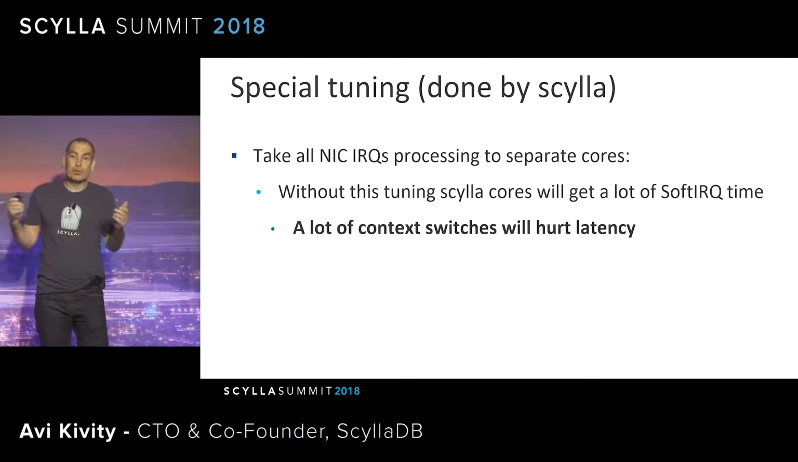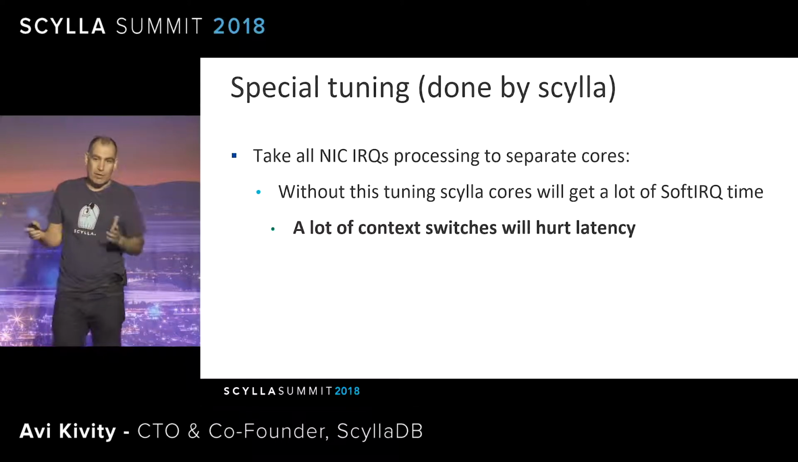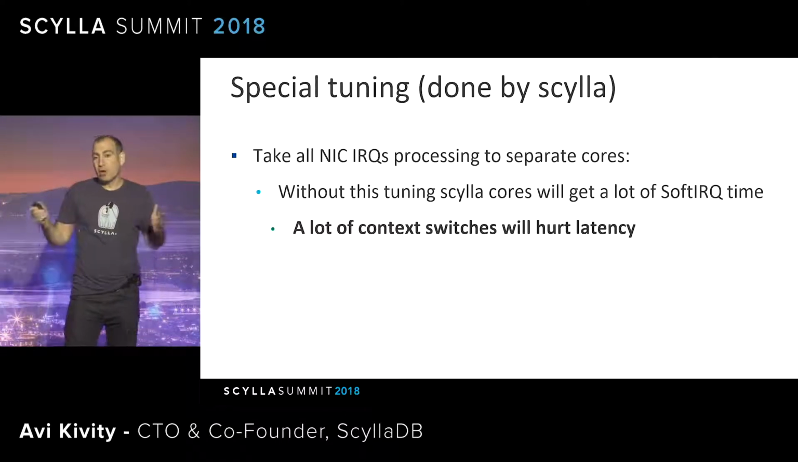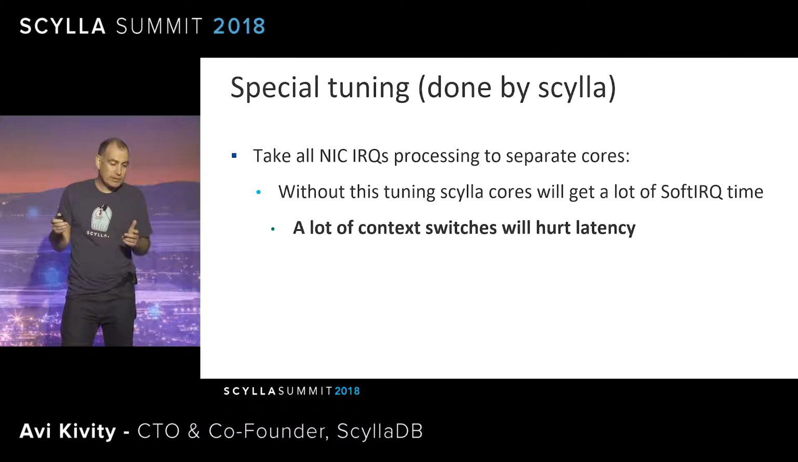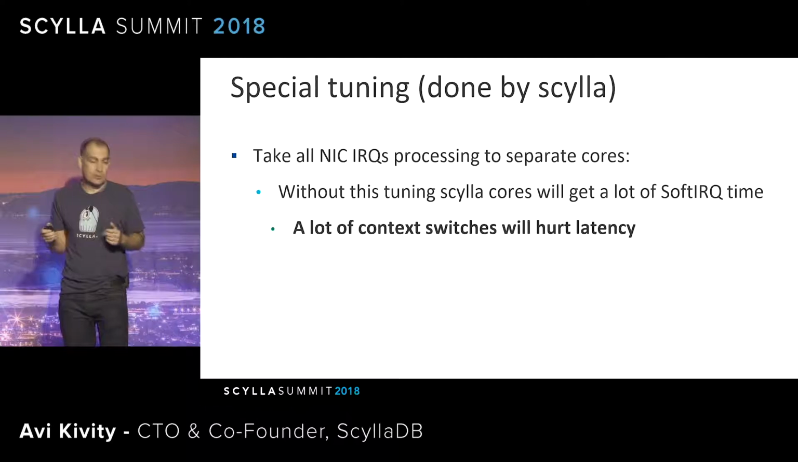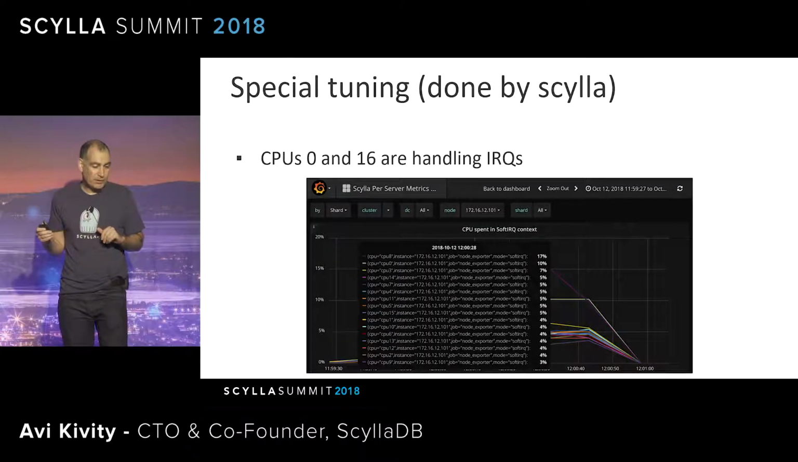So if you don't do that, then you might have a bunch of CPUs, not all of the CPUs, if you don't have enough queues, and they will have to switch between doing Scylla processing and doing network processing. And because these all happen at the same time, the core will have to switch context between those two operations, and that will hurt latency and reduce performance. So this is why we try to isolate it to a single core.